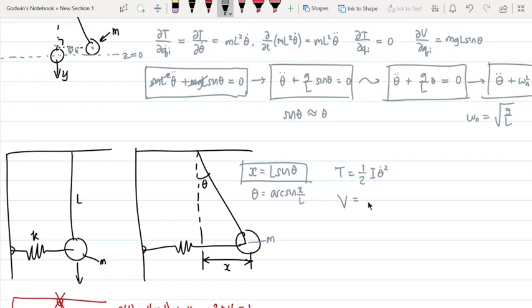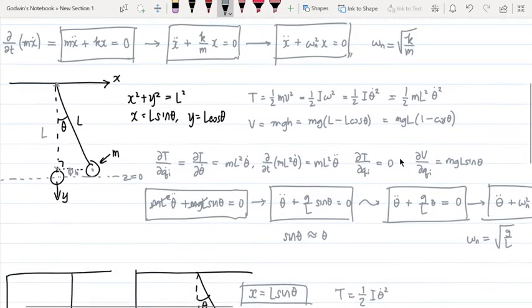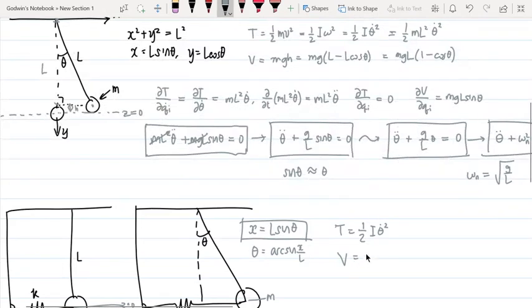For v, this is where it gets interesting because we now have 2 sources of potential energy. One, of course, is the height. So we'll make this z equals 0 again. And so let's just copy from this time. This is just one part of our potential energy, mgl times 1 minus cosine theta.